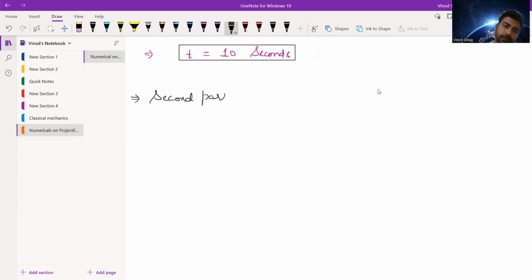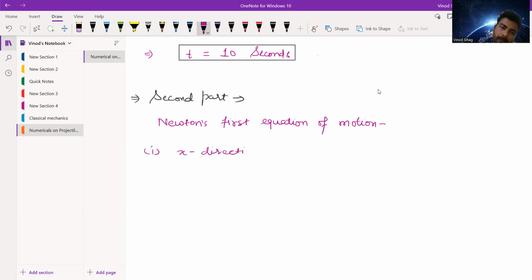Second part of the question. Now we will apply Newton's which equation? First equation of motion. So first of all, we will apply in the x direction. In x direction, the final velocity we will write as vx, and the initial velocity is ux plus ax into t. This is the equation in the x direction.